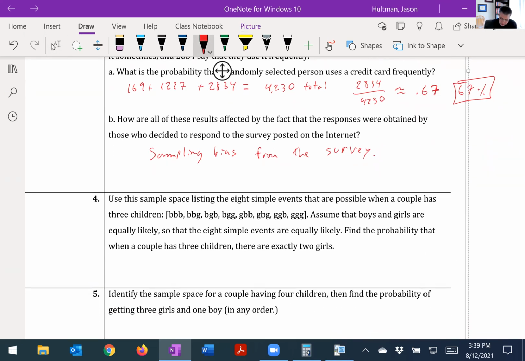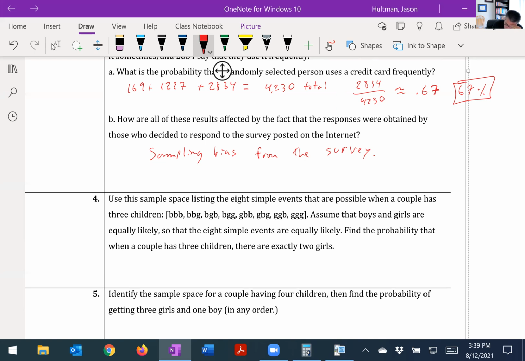Use the sample space listing the 8 simple events that are possible when a couple has 3 children. You could get boy, boy, boy; boy, boy, girl; boy, girl, boy. Okay, basically it's the same sample space as flipping a coin. Boy, girl, girl; girl, boy, boy; girl, boy, girl; girl, girl, boy; girl, girl, girl. Assuming that boys and girls are equally likely, so that the 8 simple events are equally likely.